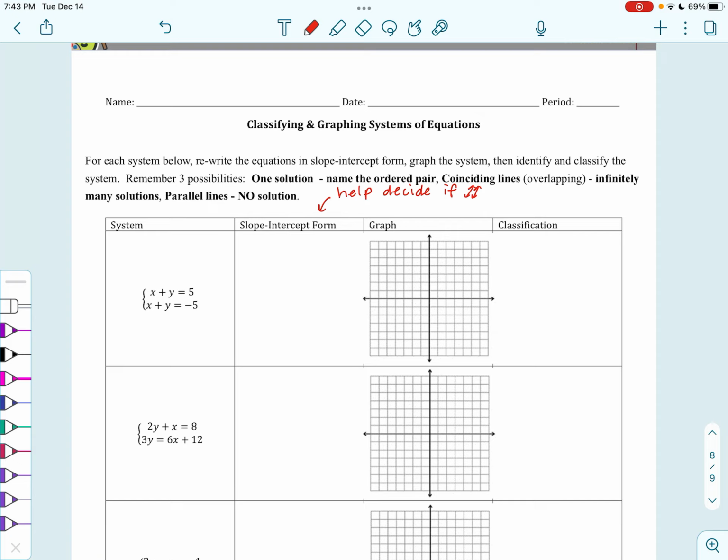Okay, and then you need to tell me the classification. Okay, classification means does it have one solution, infinitely many or all solutions, or no solutions? And that goes in this spot right here. All right, good luck.